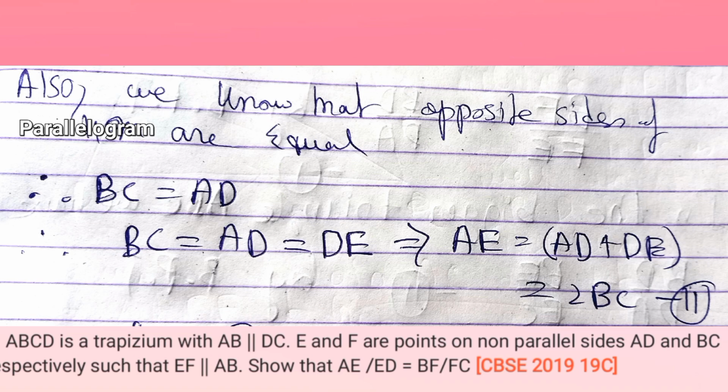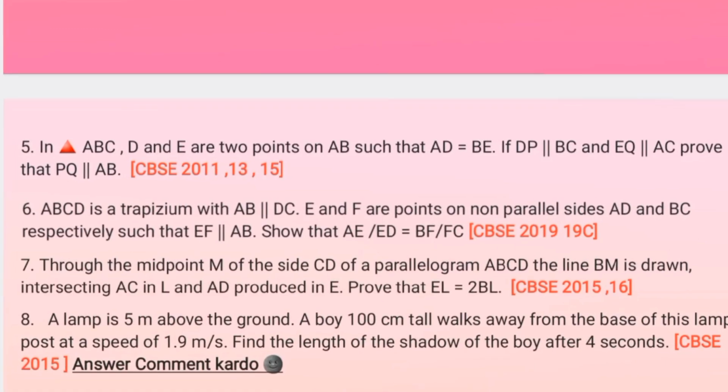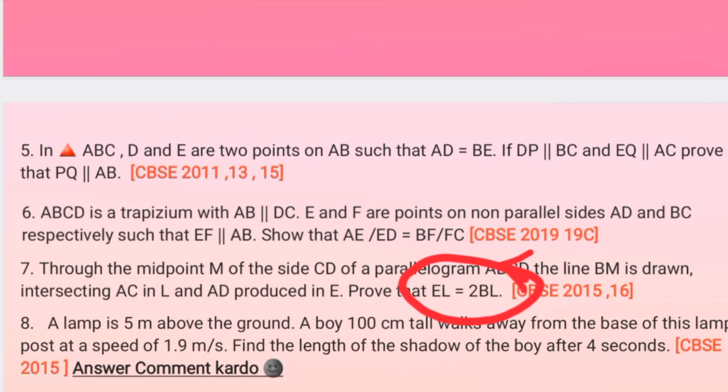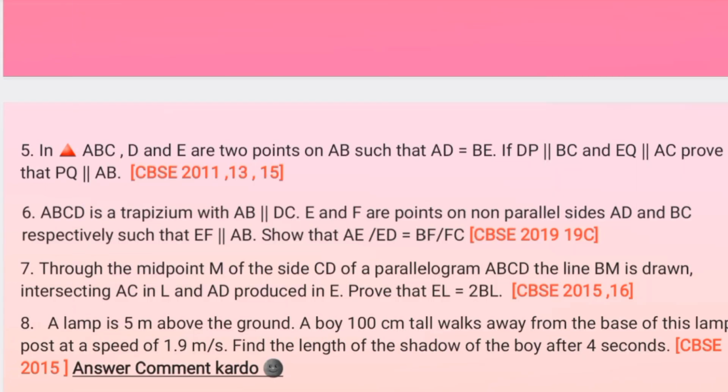Actually, we need to derive AE equals 2 times BC because we need to prove these two triangles similar. Because the question is asking for us to prove EL equals 2 times BC, which can only be done when the sides are proportional. Here it is. Question number 8 is for homework. Comment down below what will be the answer.